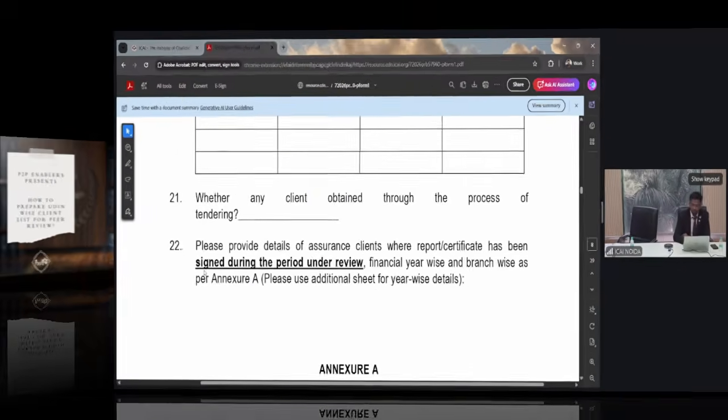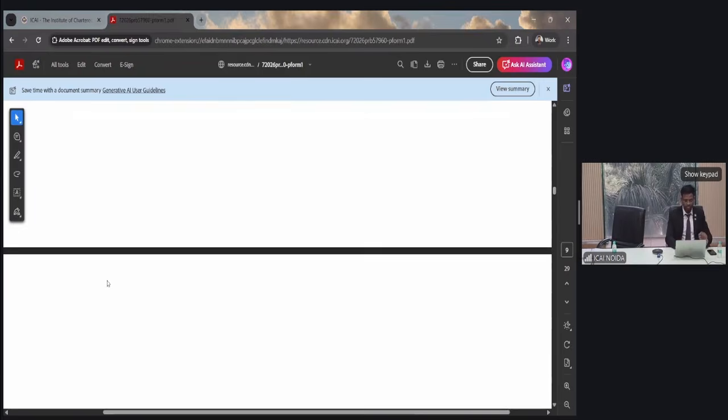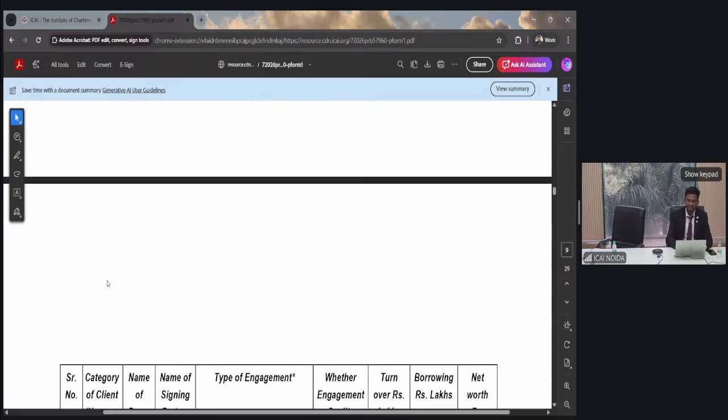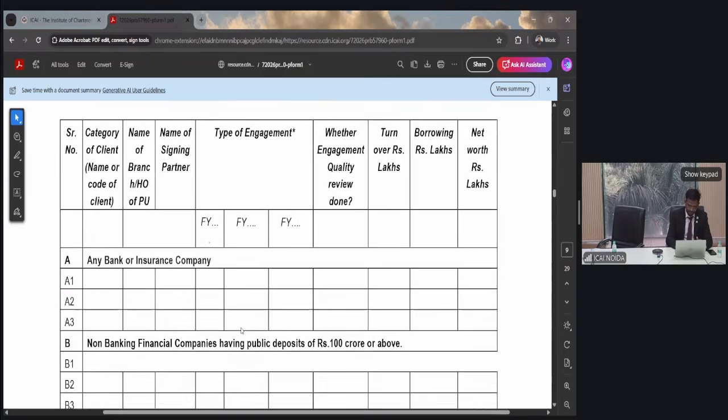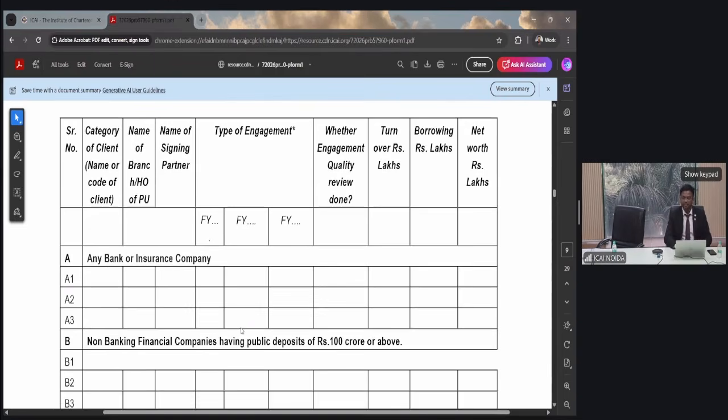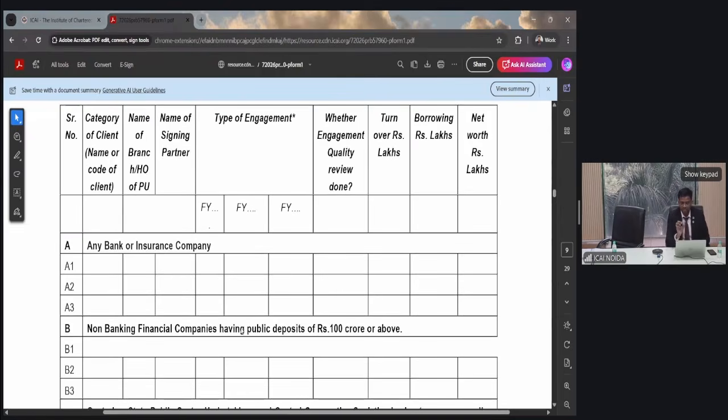After this clause 22. Now, whenever any CA firm wishes to apply for their peer review, this is the first information they should be preparing. Only after preparation of this information, it is suggested to move to form 1. This is the first information they should prepare. How is it to be prepared?